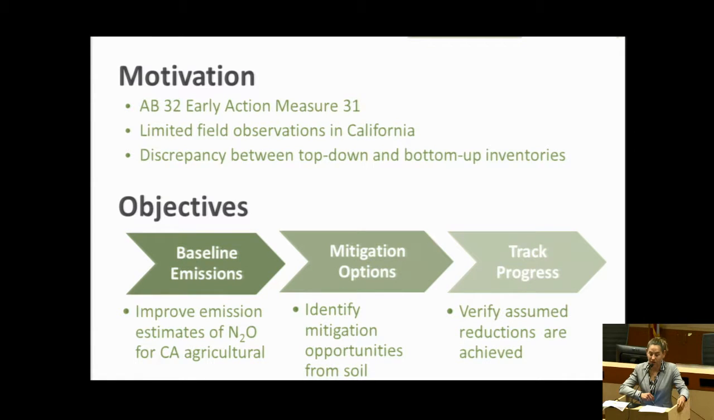And then, of course, there's limited field observations in California, which are important because we have unique soils, we have unique crops like almond and specialty crops, and we have unique management practices. And then there are discrepancies between studies that have done emission inventories from top-down and bottom-up methods, and N2O emissions from atmospheric measurements and modeling are 1.3 to 2.3 times the California inventory.